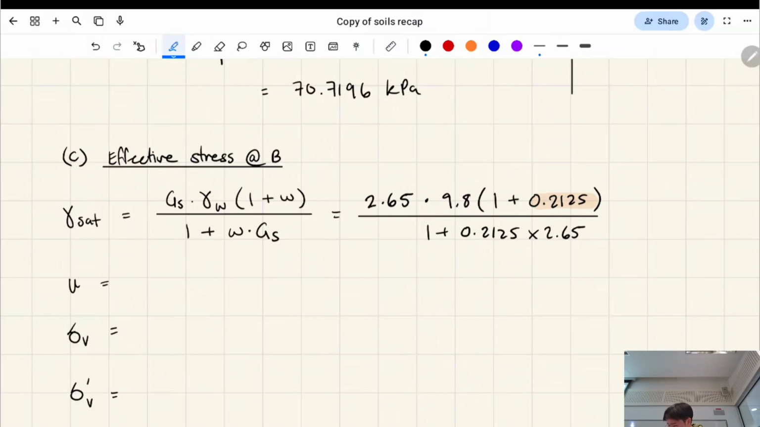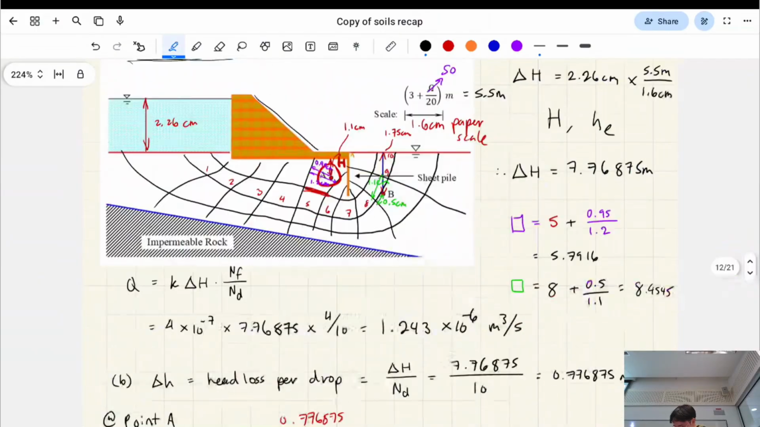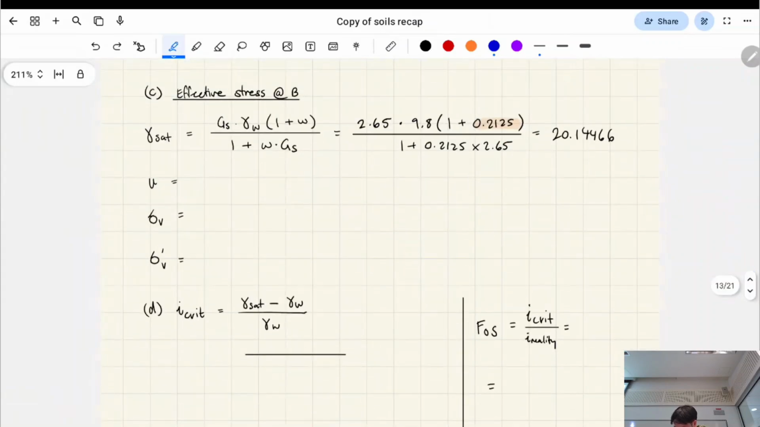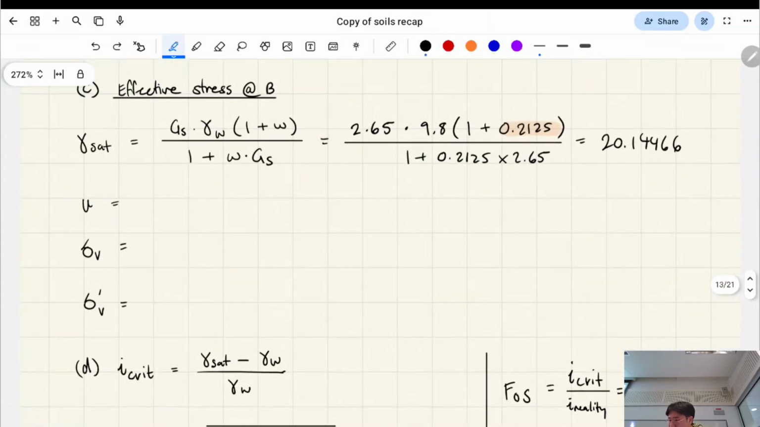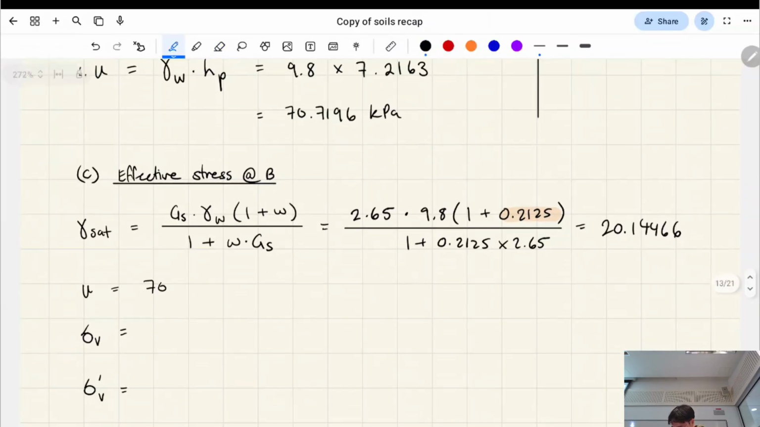Okay, great. So this gives us our saturated unit weight of soil, right? Saturated is important because the entire thing is submerged with water. Because we have the water table, the entire thing is saturated, right? So we use that formula from our previous part. In part B, we calculated that the pore water pressure was this.